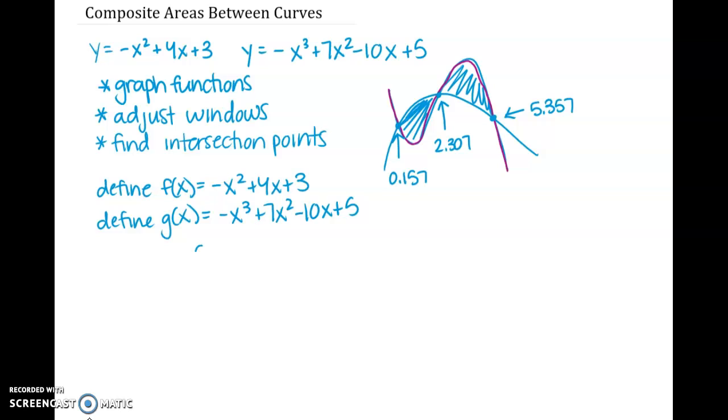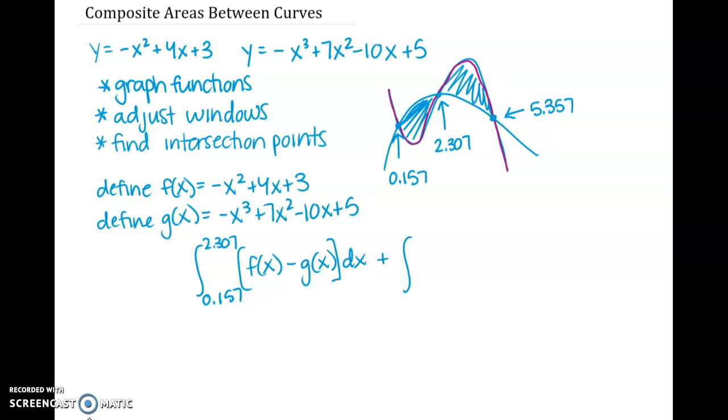So our first bounded area is from 0.157 to 2.307. And if you look in there, the quadratic, which is blue in this case, is above the cubic. So then our quadratic is f of x. So we'll have the integral of f of x minus g of x dx. Put brackets around here if you want to be proper.